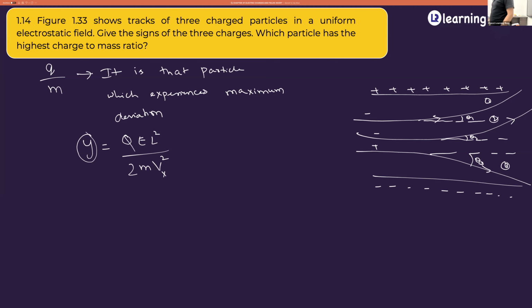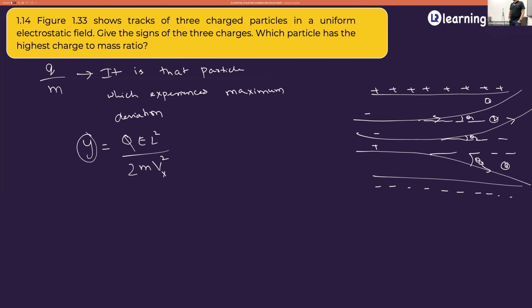So go to the question, just take a scale, use a pencil, extend the horizontal path. So extend the horizontal path. So which one is the answer? Which one is experiencing more deviation? So what is the answer according to you?